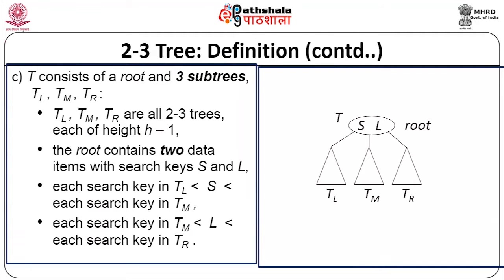So, you have 3. The root contains 3. Each search tree in TL will be less than S, in TM will be between S and L, and in TR will be greater than L. So, that is the idea.